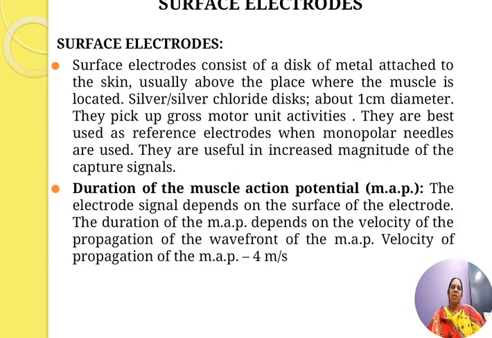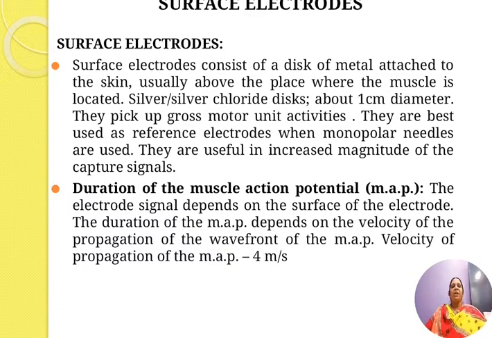Then the duration of the muscle action potential, called MAP. The electrode signal depends on the surface of the electrode. The duration of the MAP, that is the muscle action potential, depends on the velocity of propagation of the wavefront of the MAP, and the velocity of propagation of the MAP is about 4 meters per second.